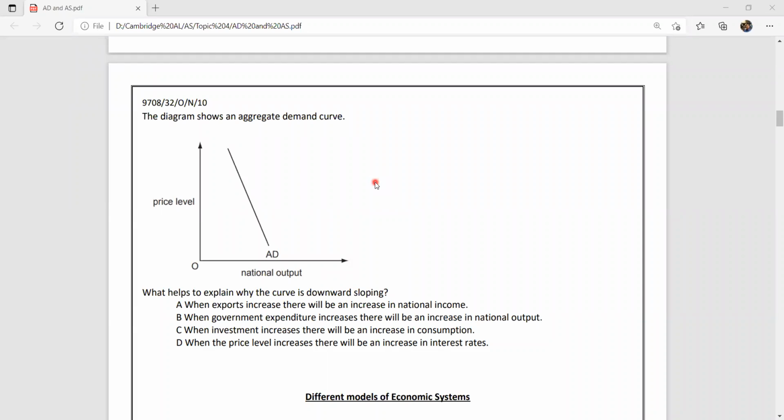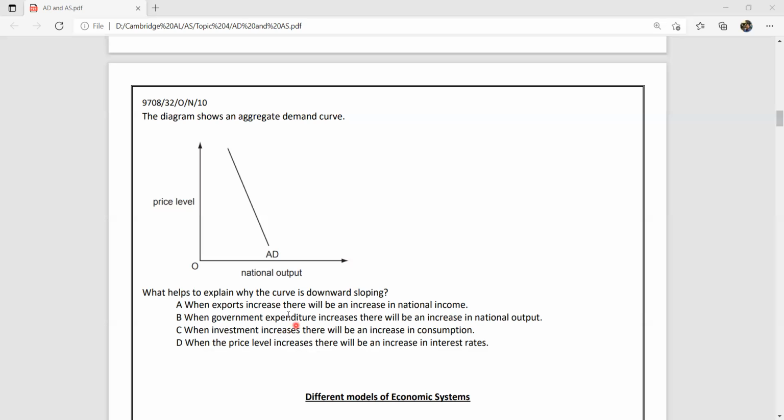The diagram shows an aggregate demand curve. What helps to explain why the curve is downward sloping? We knew that because of three reasons: income effect, international trade effect, and interest rate effect.